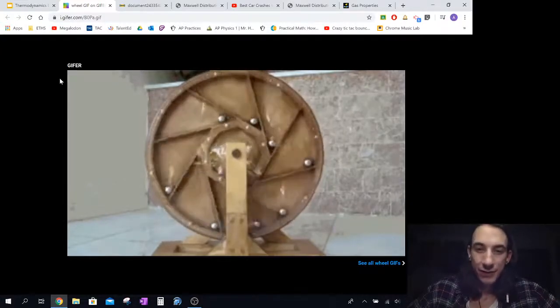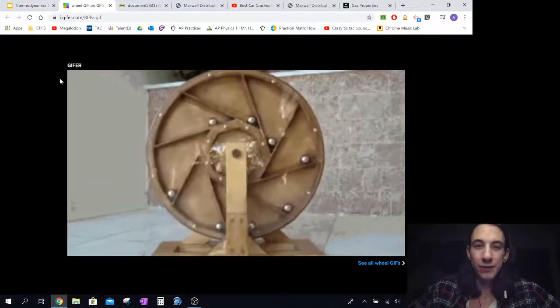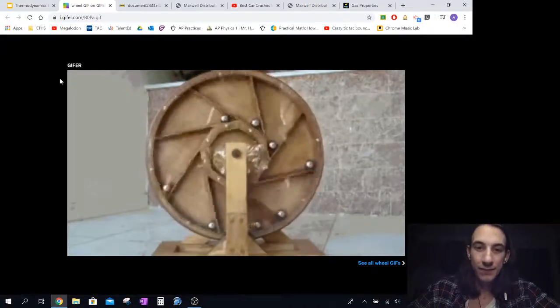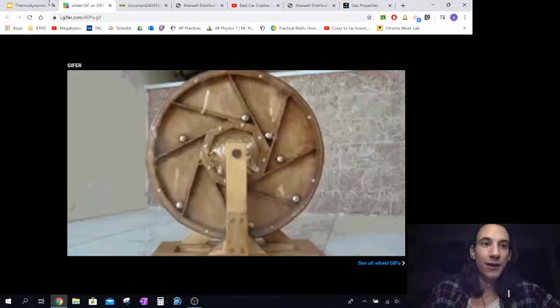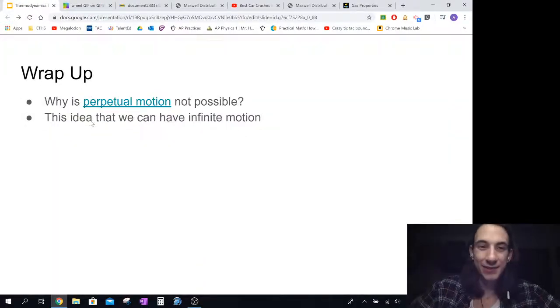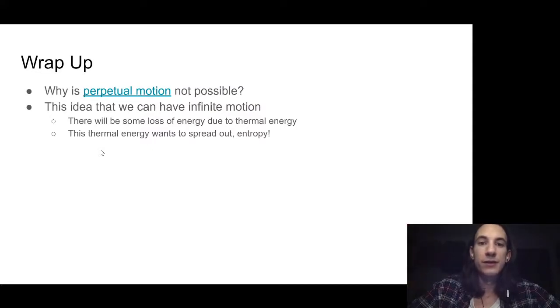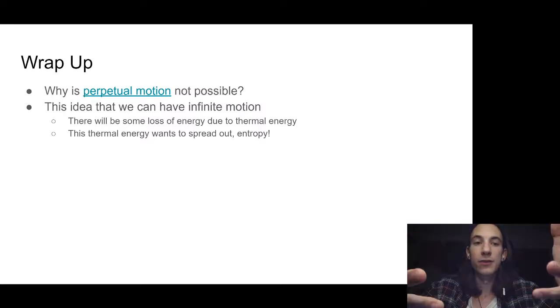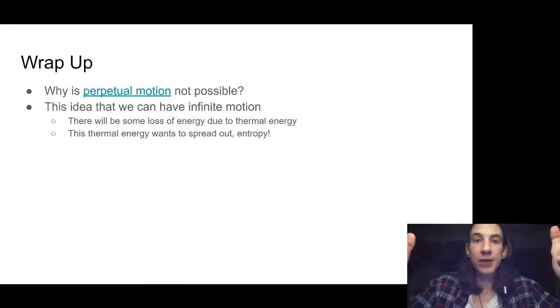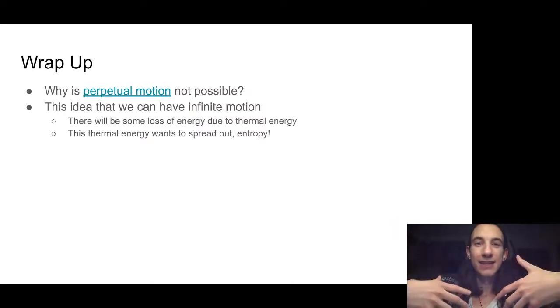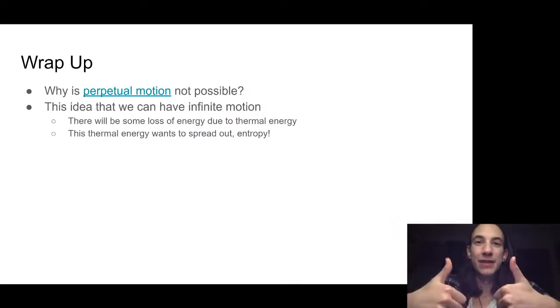I don't know if it's real or a simulation, and it's definitely looping. You can see where it loops. There, it just looped. But so why is this not possible? So again, we can cite the second law of thermodynamics, this idea that in this case, when those balls are rolling down, there's going to be some energy lost to thermal energy. And this thermal energy, it's not a reversible process. When we have this energy loss to thermal energy, this energy is spreading out, and therefore entropy has increased.